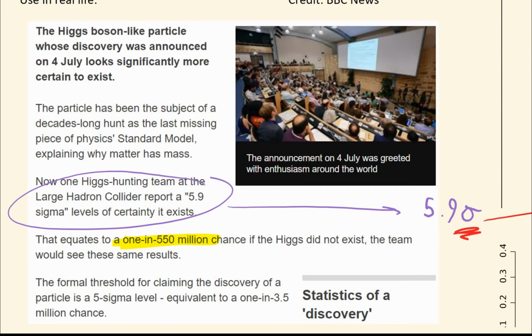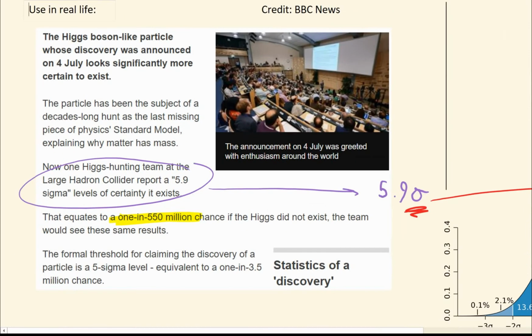In real life, this is actually used quite a lot. The best example I could see was when they discover new particles. Here they said, we don't exist for certainty. We have done this hypothesis testing, and the odds of it just being bad luck were roughly 1 in 550 million. And that's basically how they work out most science discoveries now.